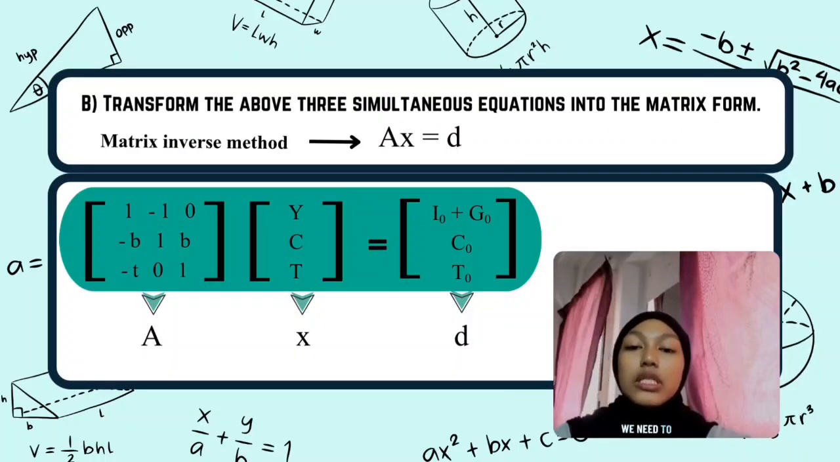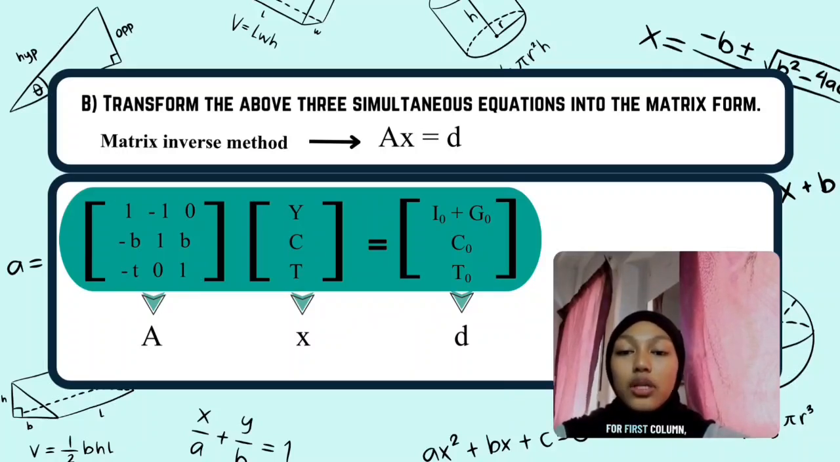For question B, we need to transform the above three simultaneous equations into the matrix form. For this question, we need to use the matrix inverse method, that AX equal to D. The definition for A is 3 times 3 and X is 3 times 1. For the first column of A, we have 1, negative b and negative t. For the second column is negative 1, 1 and 0. For the last column of A is 0, b and 1. For the X column, we have y, c and t. And the answer will be I0 plus G0, C0 and T0.